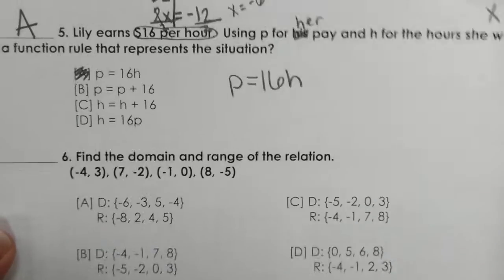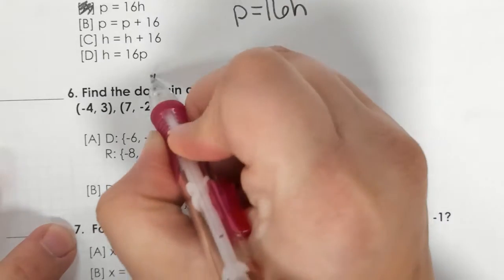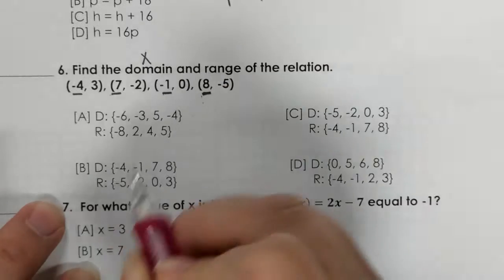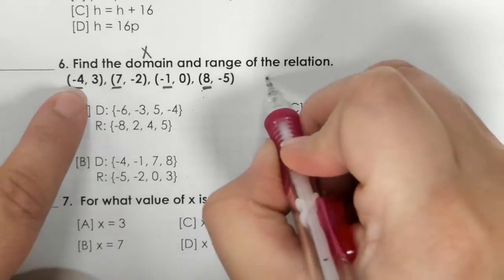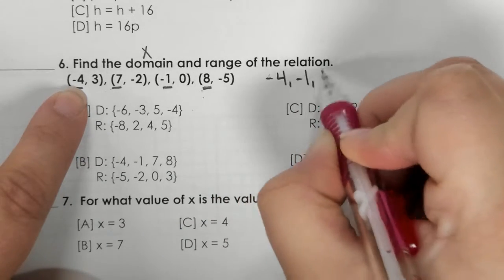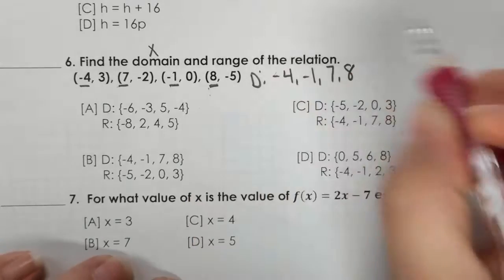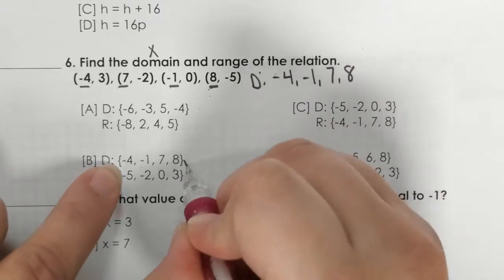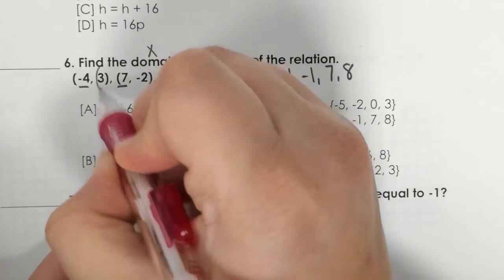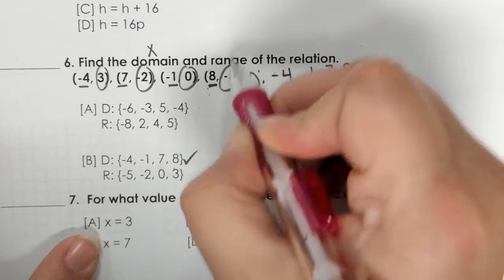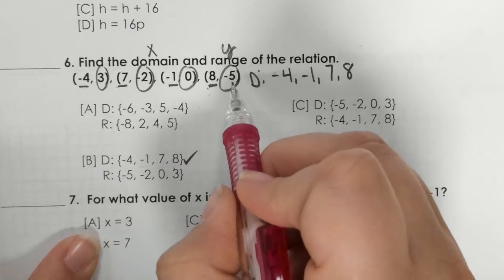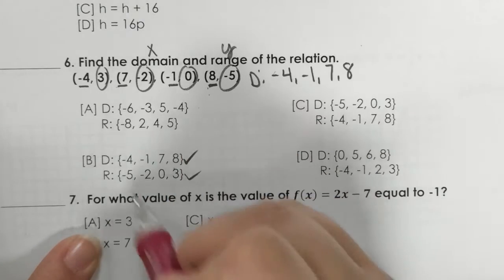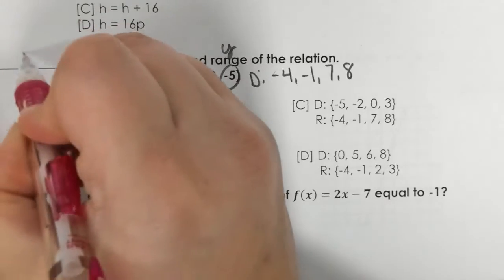In number 16, your domain is all your x values. So all of these numbers here would have to be put in order from least to greatest. So that would be your domain. And so it looks like here, negative 4, negative 1, 7, 8. Then your range would be all of the y values put in order from least to greatest. So negative 5, negative 2, 0, 3. So that matches up there with the range. So definitely B.